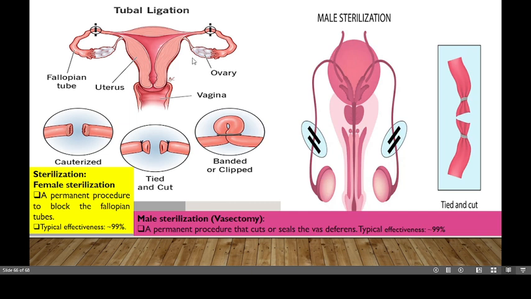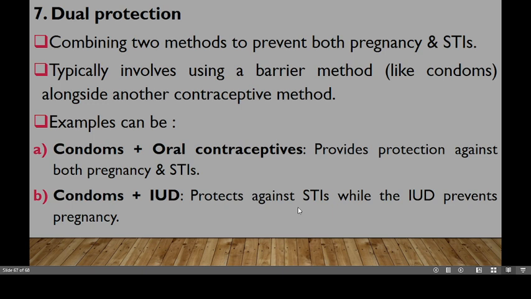On my left, we have the tubal ligation, where we have cauterization, tying and cutting, or just banding or clipping, right? You can notice that the banding or the clipping can be reversed. Then we have the male sterilization procedure that cuts and seals the vas deferens. You tie and cut. Its effectiveness in both cases is 99%.